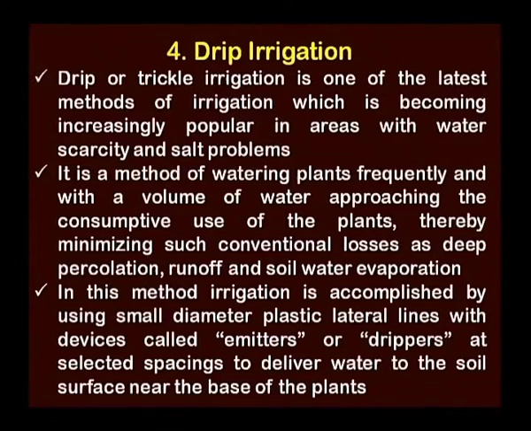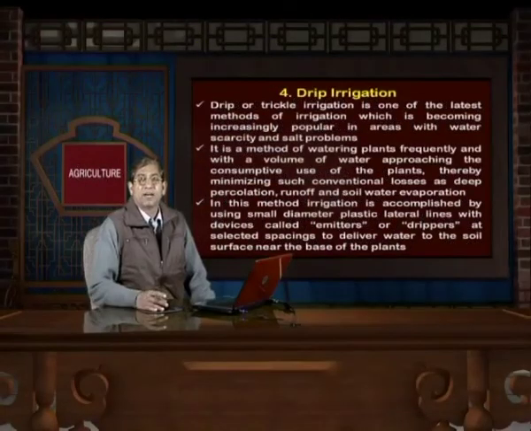In fact, drip irrigation is a boon to the farmers. The farmers can save water, the farmers can save labor, the farmers can get good and quality harvest by adopting the drip system of irrigation. In fact, the drip system of irrigation is the system of irrigation for the crop, not for the soil.